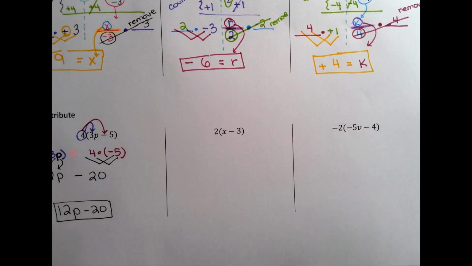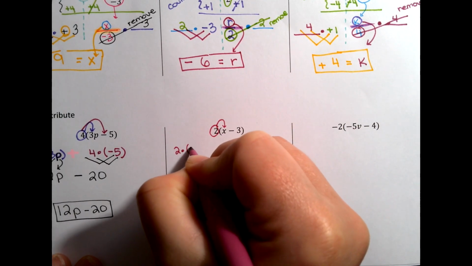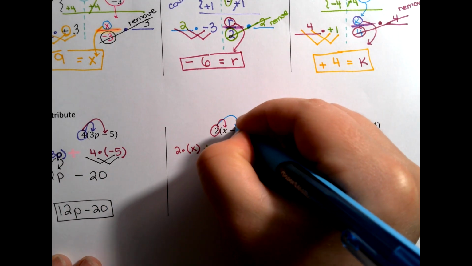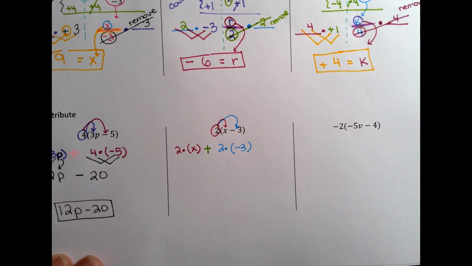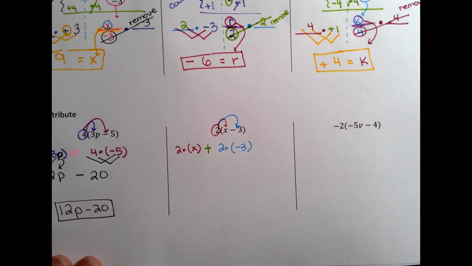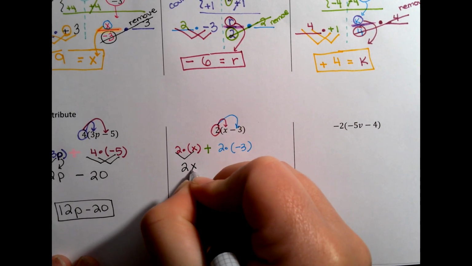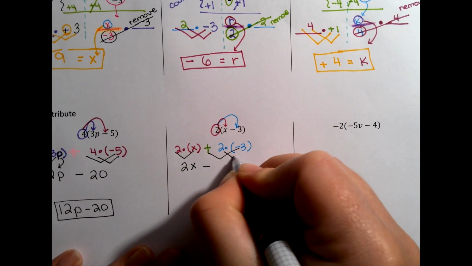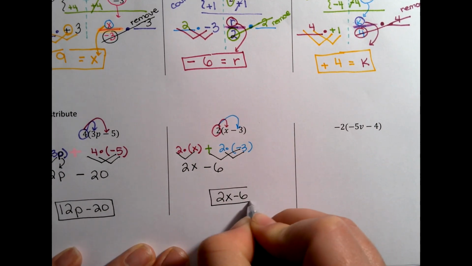Okay, next one. Pick up this 2, bring it onto x. We get 2 times open x close. And pick up the 2, bring it onto this negative 3. 2 times open negative 3, close it. And what are we doing here? We are multiplying. 2 times x is just 2x. We just write it next to each other. Same or different? Different. 2 times 3 is 6. So we get 2x minus 6 here for our answer.